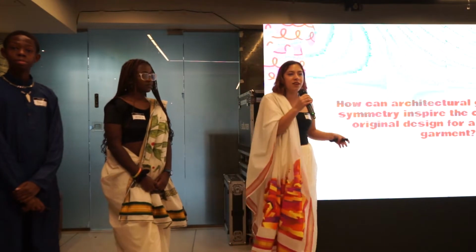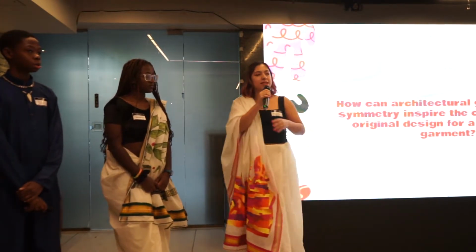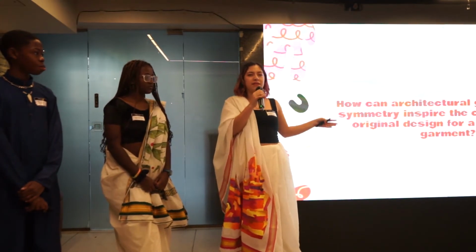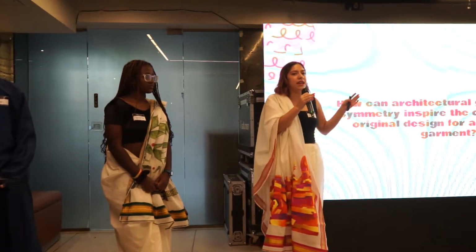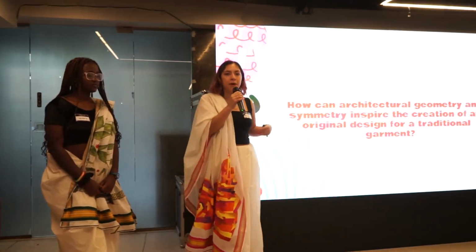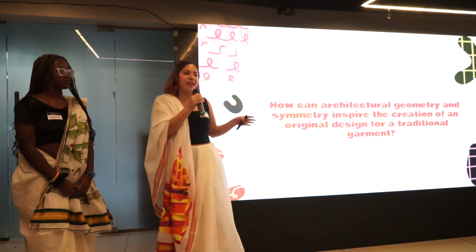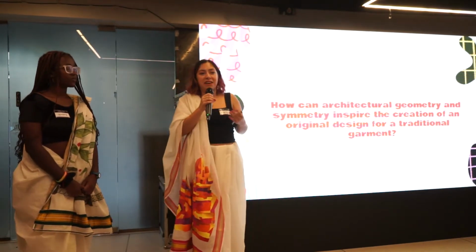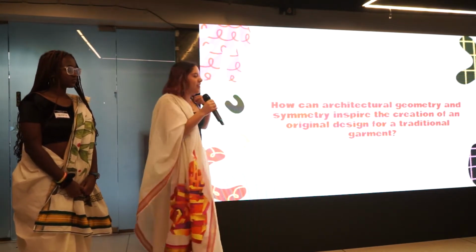Saris are a traditional garment worn here in India that consist of a very big fabric, ranging between 3 meters and 8 meters, that is draped around the body. Each region of India has a different way of draping it, so there are hundreds, thousands of ways of draping it.